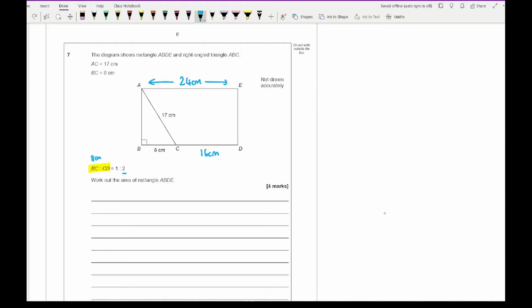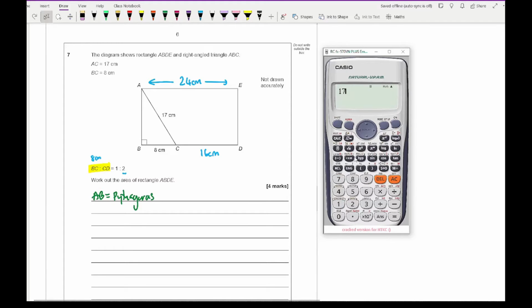Now to work out A to B, what I need to use is Pythagoras. So if I just quickly draw the triangle on the side, I've got 17, I've got 8, and I want to work out what this length here is. So to find the shorter side, I need to do long side squared, take away one of the shorter side squares, give me x squared, and then just simply type that into my calculator.